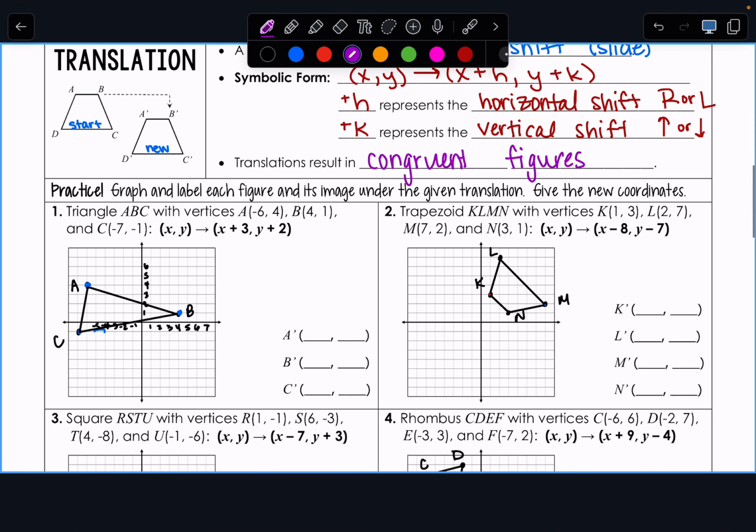Okay, so three things I'm looking for. Number one, I need you to identify where we're moving the coordinates. Number two, we're actually going to plot the new coordinates. And number three, we're going to name the new coordinates.